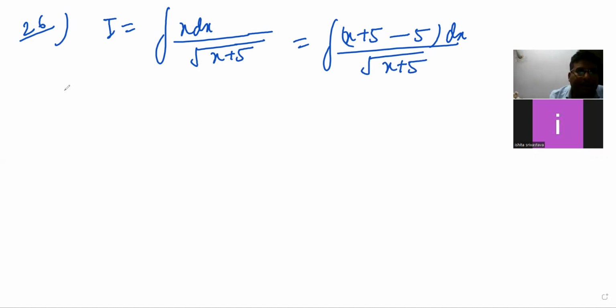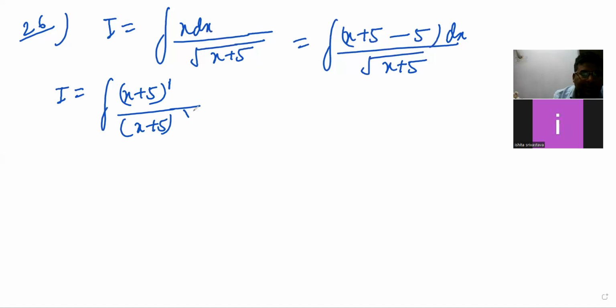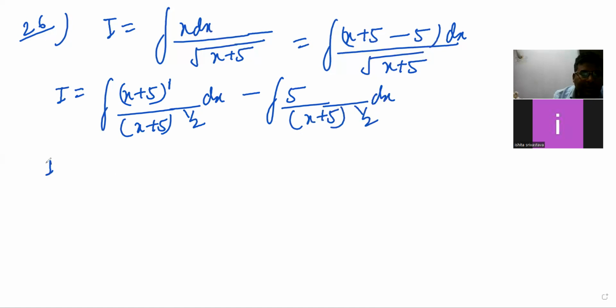Now divide separately, then it will become I equal to integration of (x plus 5) whole power 1 divided by this power is (x plus 5) raised to 1 upon 2 into dx, right? Minus of integration 5 by (x plus 5) raised to half into dx, right? Then it will become I equal to integration of (x plus 5) raised to 1 minus of 1 upon 2 into dx minus of 5 integration.